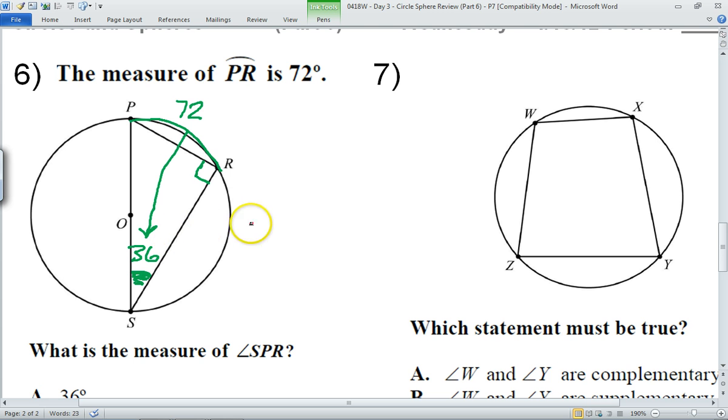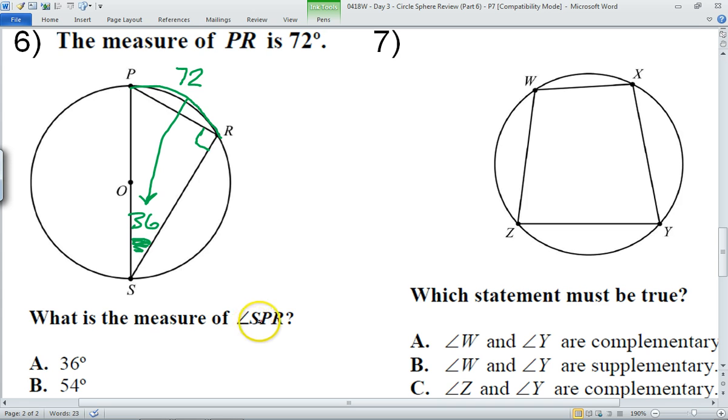What are we supposed to find now? The measure of angle SPR. Okay, so SPR. So we need to find this angle up here where I just put an X. See why it's useful that I know it's 90? Because now I know 2 out of 3 of my angles. If I wanted to do it the long way, I could. What could I do? 180 divided by 2.